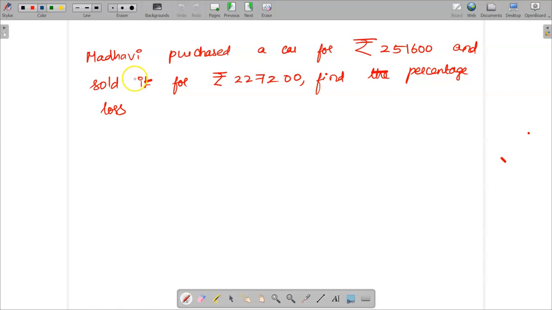In the next problem we have to find the percentage loss. Madhavi purchased a car for rupees 2,51,600 and sold it for rupees 2,27,200. When we compare these two values, one is higher and one is lower. Whatever we are purchasing, a car, is the cost price, so this value is the cost price and the other value is the selling price.